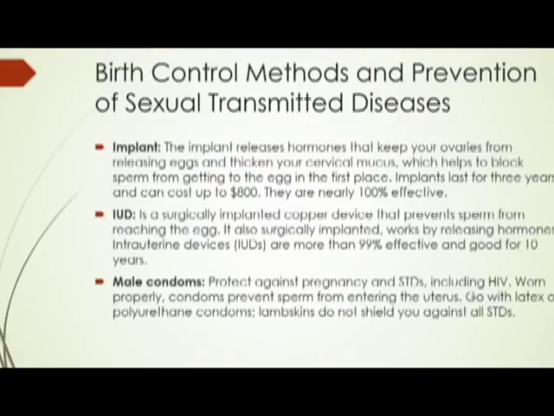The intrauterine device is a surgically implanted copper device that prevents sperm from reaching the egg. There is also a surgically implanted type that works by releasing hormones, and they are more than 99% effective and good for 10 years.